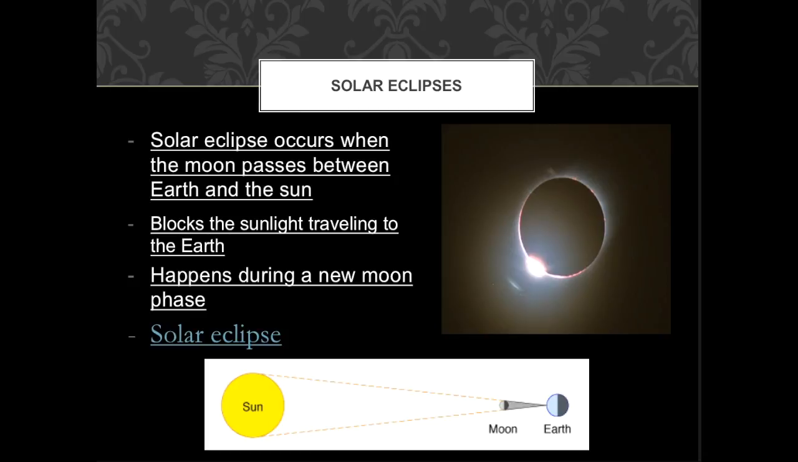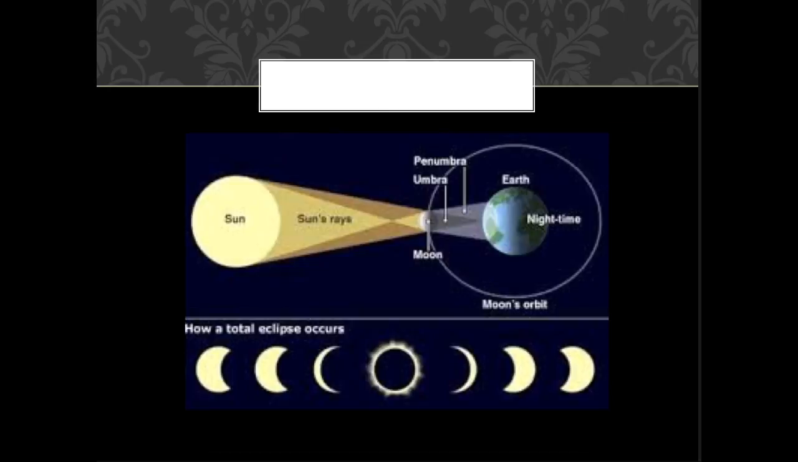This only happens during a new moon phase, because the side of the moon facing the Sun is going to be completely lit, the side of the moon facing the Earth will be dark. So if you take a look at the picture, you'll notice within the umbra, you have a very small portion of Earth that's going to experience a total solar eclipse. Otherwise, if you're in the penumbra, you're only going to have a partial solar eclipse.